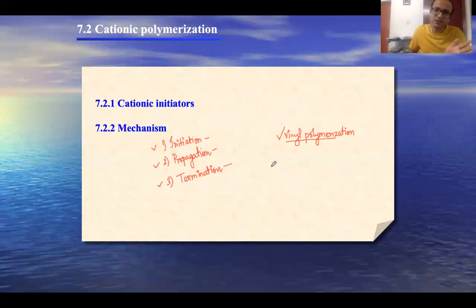So like in the case of free radical polymerization, in the mechanism we will be having an initiation step, a propagation step, and also a termination step. So let us today in this video talk about the various cationic initiators.